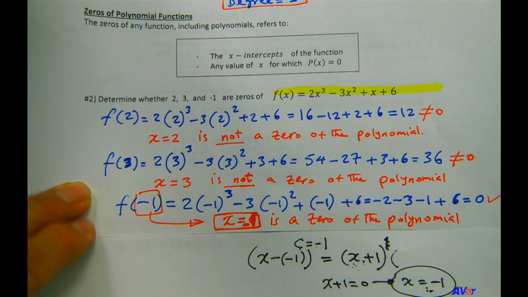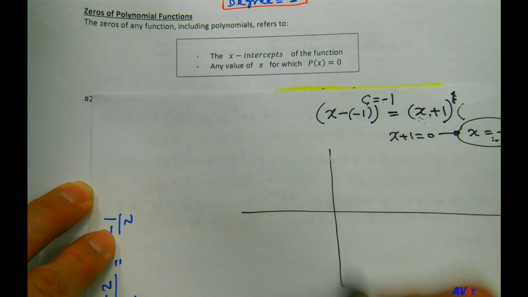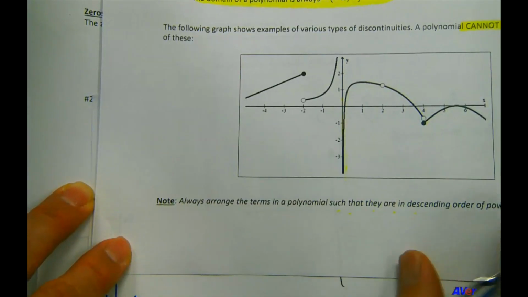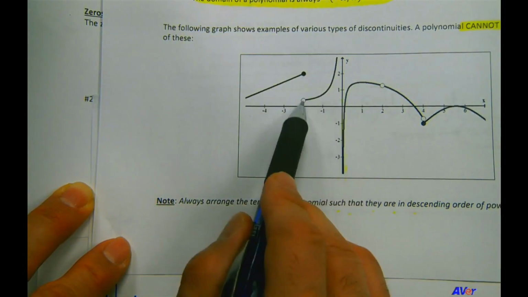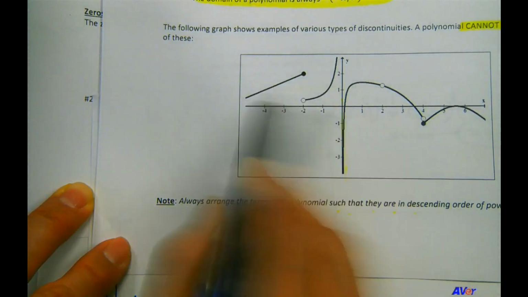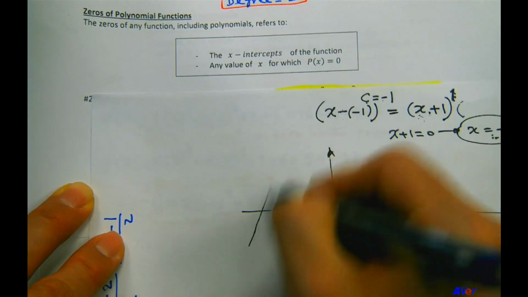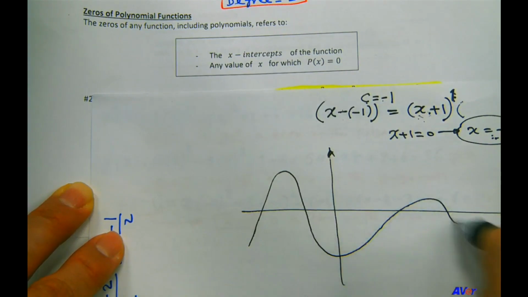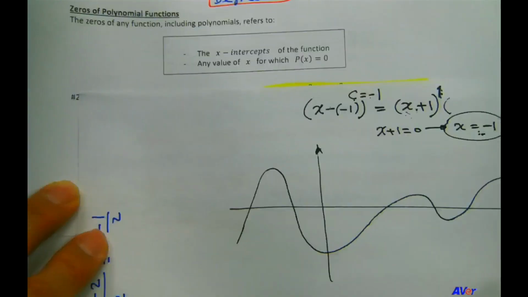Since I just mentioned the graph of the polynomials, what does a graph of a polynomial look like? We already said that the graph of a polynomial is not going to be like this. It's not going to have gaps like that. It's not going to have discontinuities like that, like that, like that. So what is it going to look like then? It's going to look like a continuous line, like that, like that, with no gaps, no discontinuities of any kind. Okay? All right.